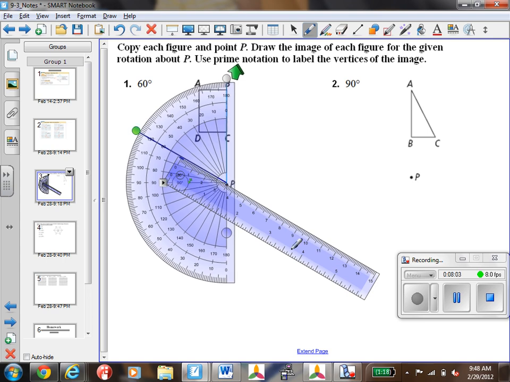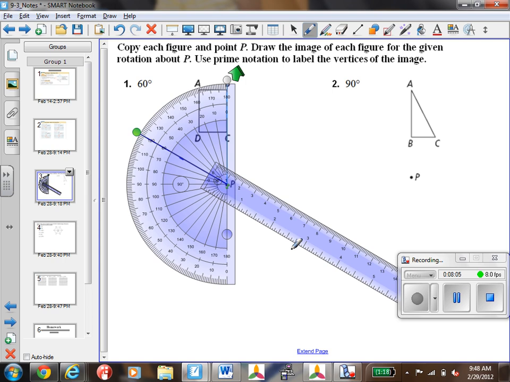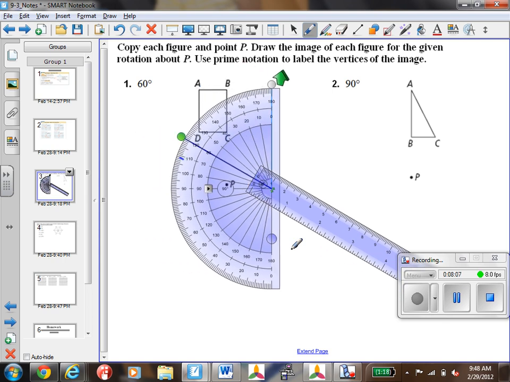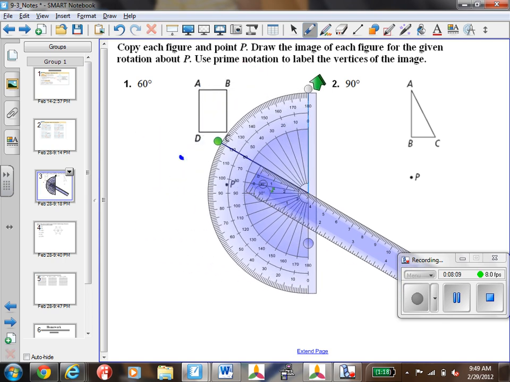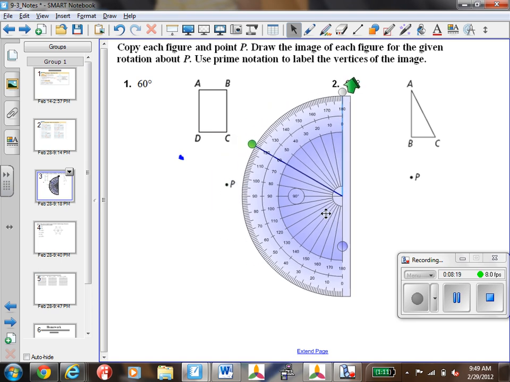Okay? Which is not letting me stay on that point. So let's see if we can see where we got it. Okay. Pretty good. All right. So I'm going to get rid of the ruler, and now I'm just going to use approximations, but you guys will be able to use your ruler and you'll be fine. Okay? So that is my new C prime.